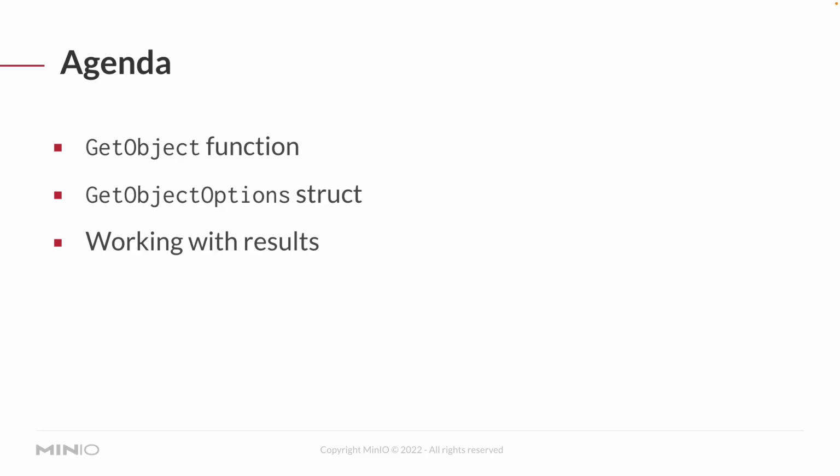At the end of this video, you should be comfortable with the getObject function and working with the streams that it returns. We're also going to dive into a little bit of the getObject options struct, including how we can work with getting a particular range of values from our stream. Let's go ahead and take a look at some code.